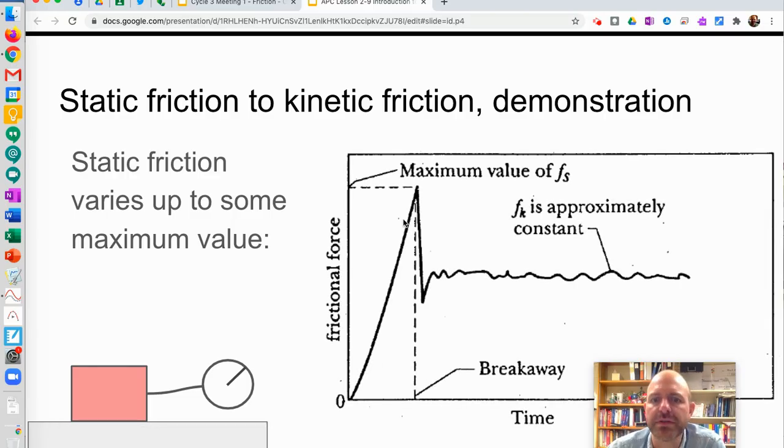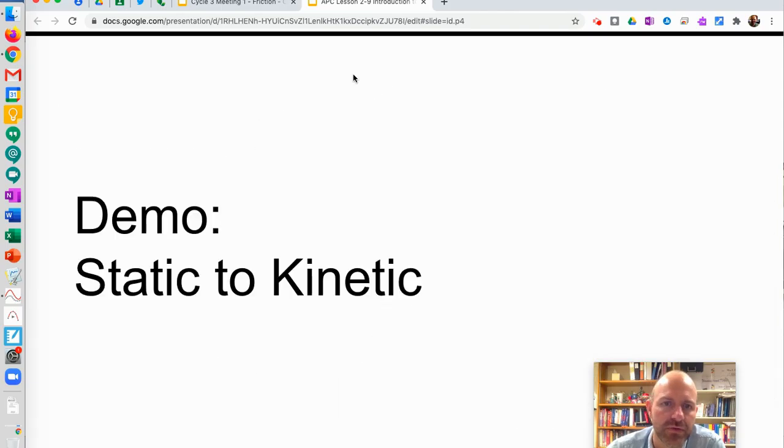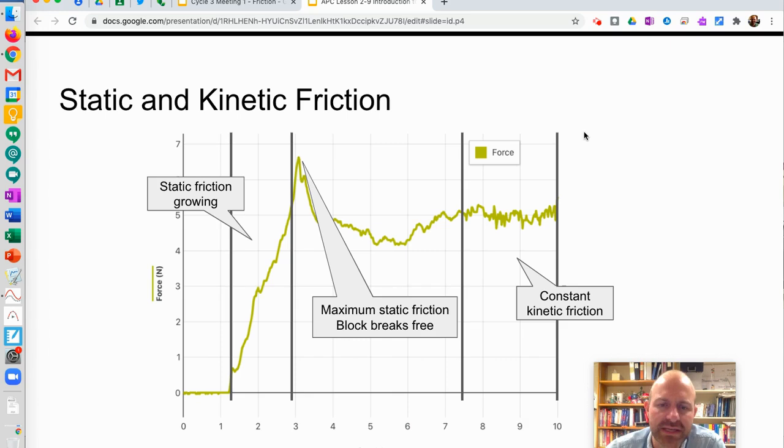Frictional force grows and grows and grows as you're trying to pull it, but the frictional force is still big enough to stop it. Then we reach a maximum static value, we drop, and then we get into an approximately constant kinetic frictional mode where it moves along. And so that's the demo. So this is the graph that I just did. We have the growing static friction, we have the maximum static friction where the block breaks free, and then we have this sort of constant kinetic friction region.